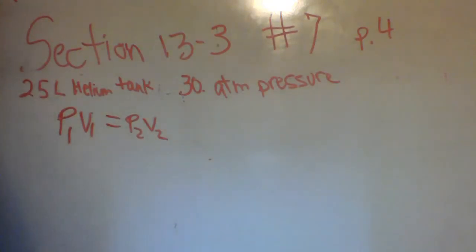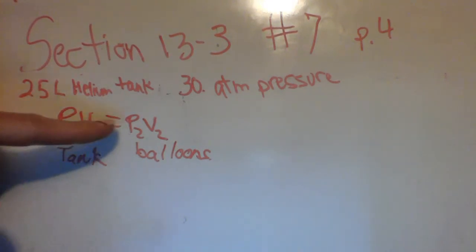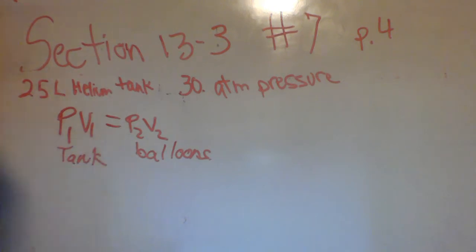According to Boyle's law, the pressure and the volume of the gas inside the tank will be equal to the pressure and the volume of the gas when all of the gas is released into the balloons and the balloons are filled. So the pressure and volume that have 1 subscript represents the tank. Pressure and volume with 2 subscripts represents the balloons.